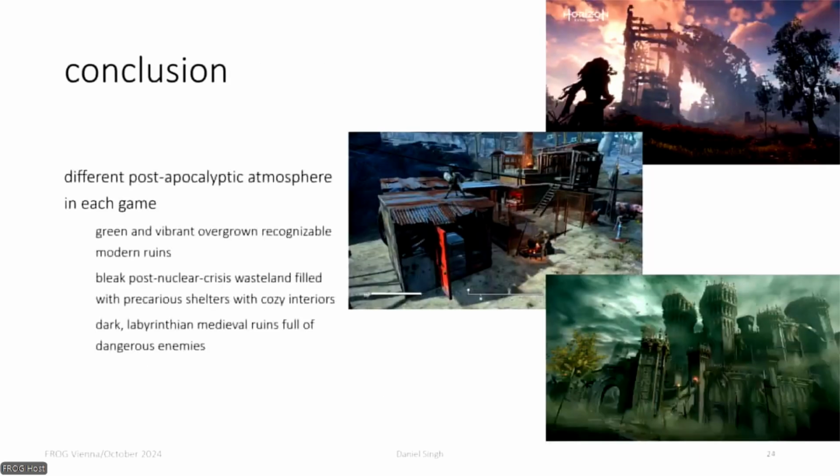And with that, I'm already at the conclusion. Where does this leave us? We have different types of post-apocalyptic atmosphere in each of these games. We have the green and vibrant, overgrown modern ruins of Horizon Zero Dawn. We have the bleak post-nuclear crisis wasteland with precarious shelters, which still somehow have a cozy interior in Fallout 4. And we have Elden Ring's dark labyrinthian medieval ruins, which are full of enemies.